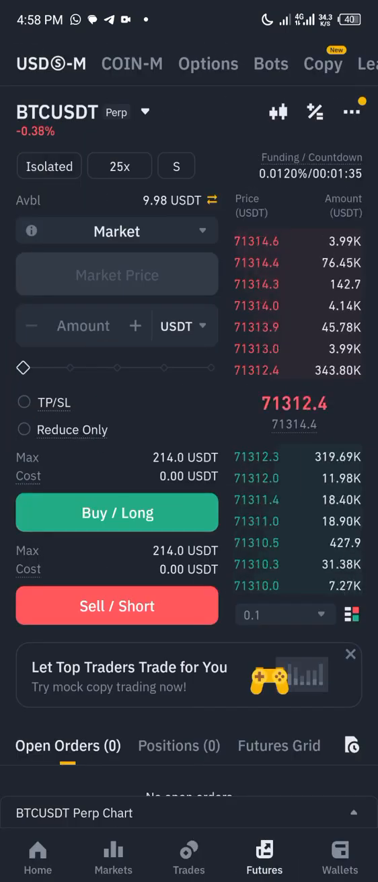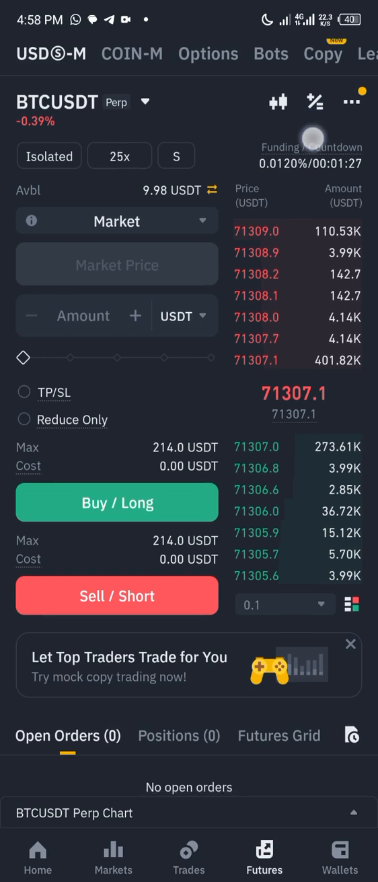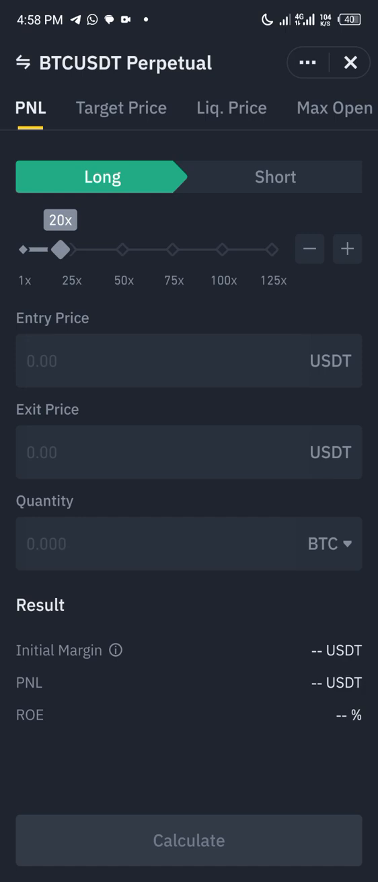This video is not for technical analysis, it's just to guide you how to trade futures. The next thing is the calculator icon, beside the chart icon. When you click on the calculator icon, this allows you to calculate 5 different options. Let me let it load.